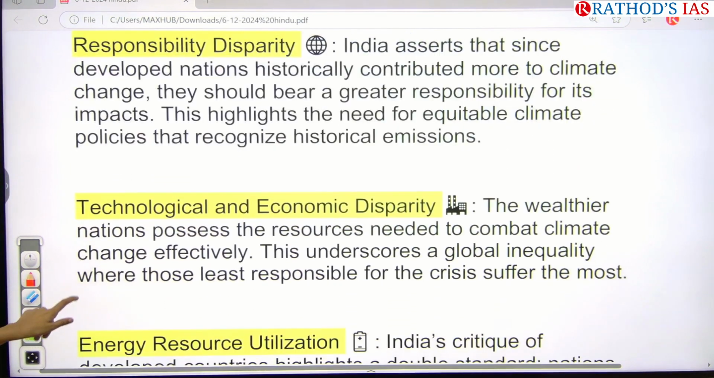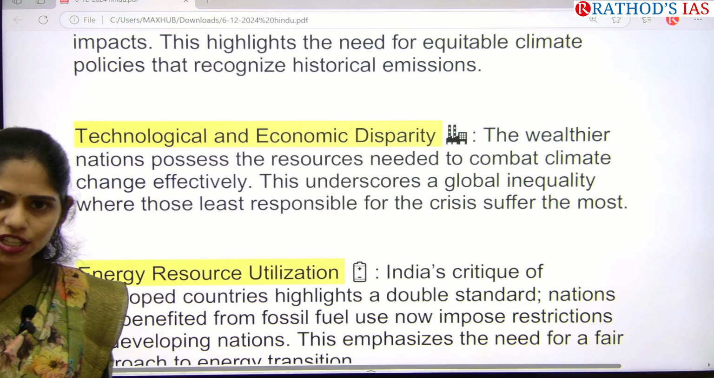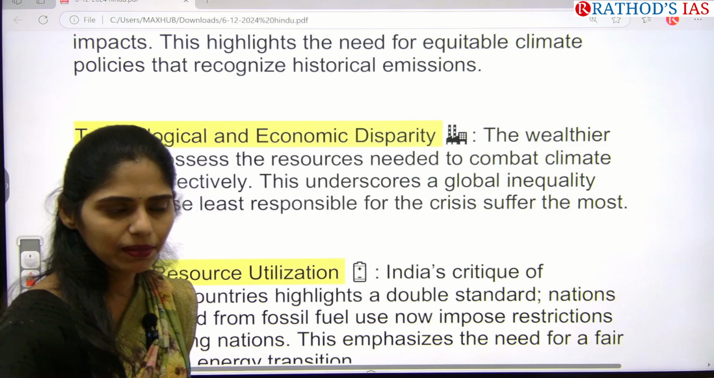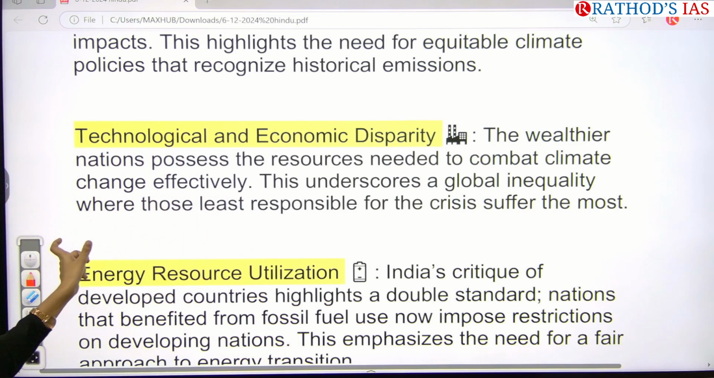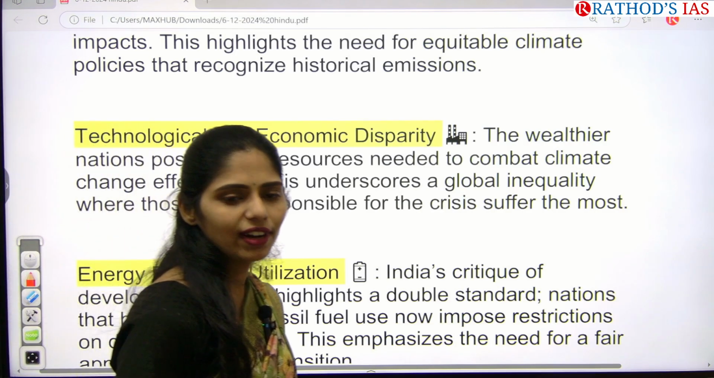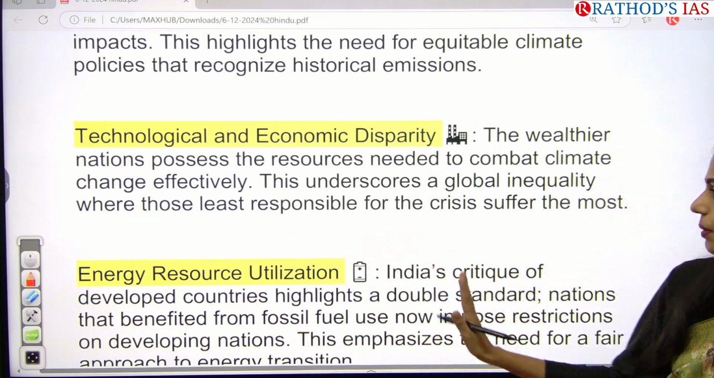And next one here is wealthier nations. They have resources so that they can develop technologies, they can invest in research and development, and they can have the equipment to combat this climate change effectively. So because of this, now there is a global inequality between developed and developing and least developed countries. They don't have technology to combat this climate change.